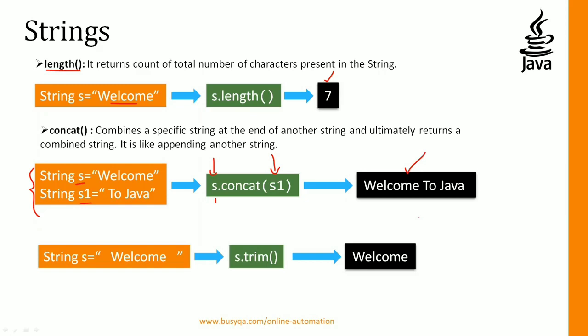Welcome to Java. And there is another method called trim. The trim method will truncate the right side and left side spaces. For example, I have a string like this. Here we have some spaces on the right side and the left side.